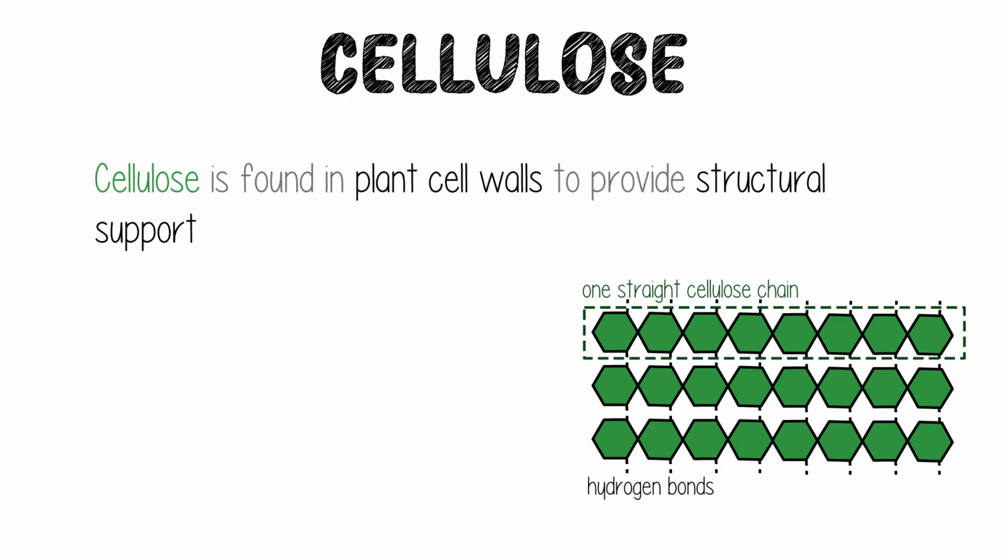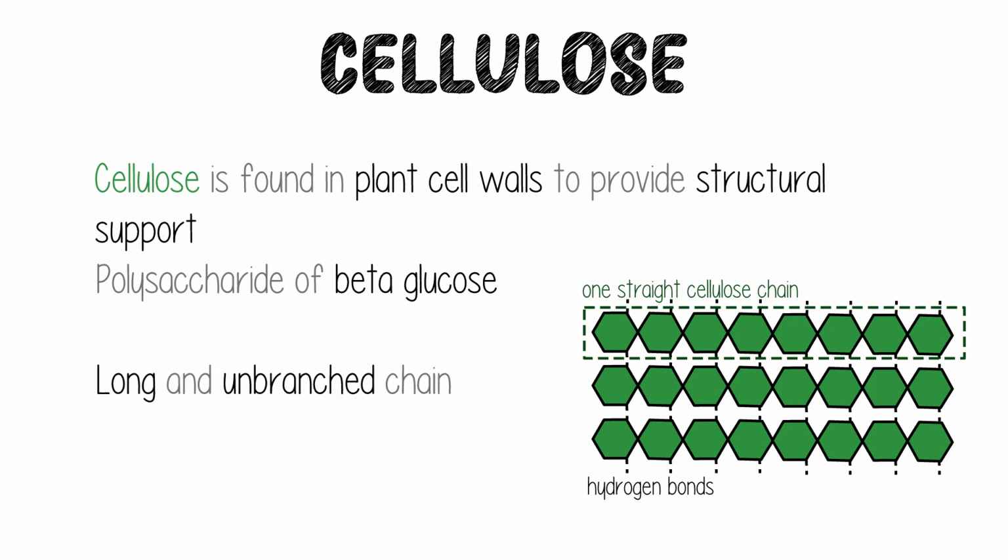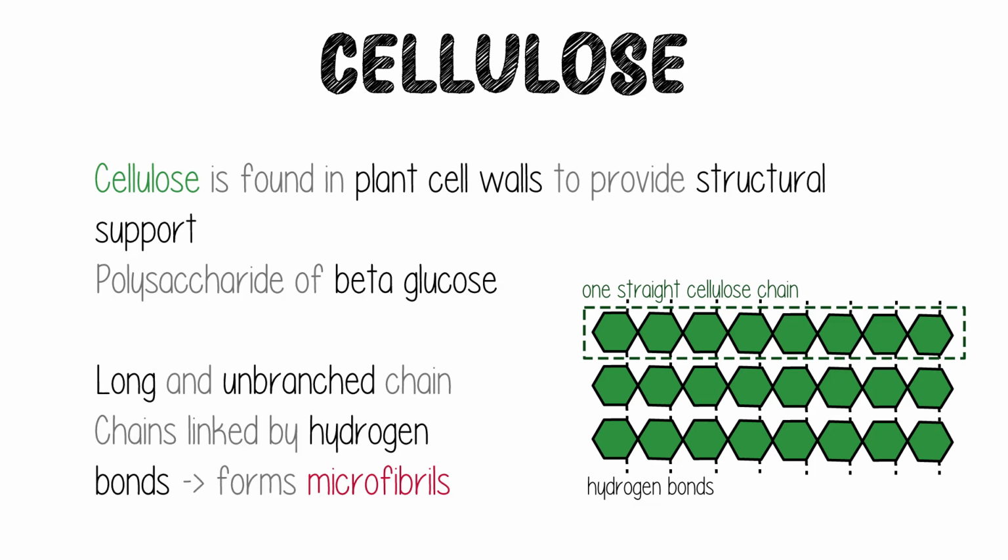Cellulose is usually found in plant cell walls to provide structural support. This time, it's a polysaccharide of beta glucose. It's long and unbranched, as you can see on the diagram. Every straight chain of cellulose is linked together by hydrogen bonding, which forms fibers called microfibrils.